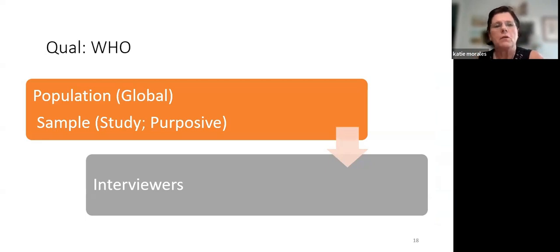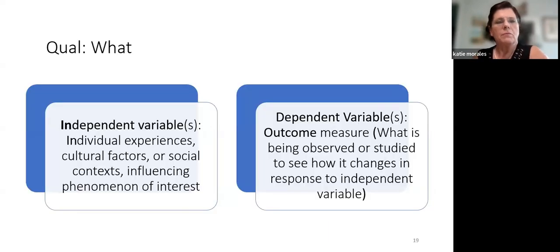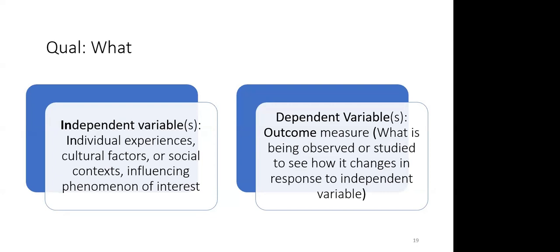The other who we always have in research for qualitative is going to be the interviewers. So remember, with qualitative, the data are words. So how we get those words is through the people that are interviewing our participants. So we still have that independent variable. Here, it's the individual experience, cultural factor, or social.